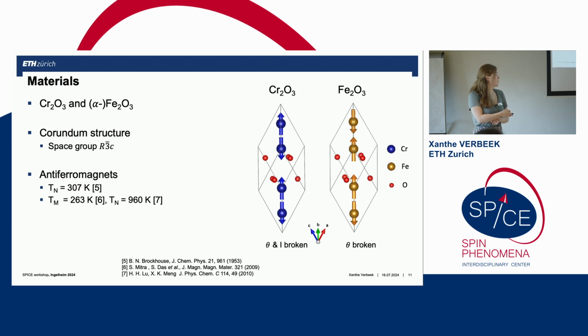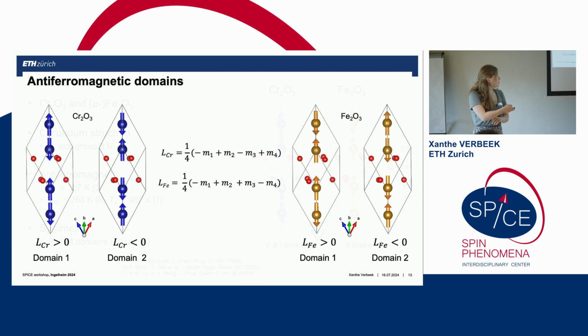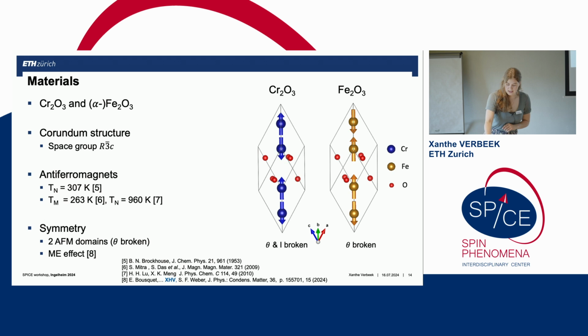and we can define them as such, where we defined two different Néel vectors for the chromium compound and the iron compound, and so we have two domains, one with the positive and one with the negative Néel vector for both of them. The difference in the inversion symmetry also has consequences for their properties.